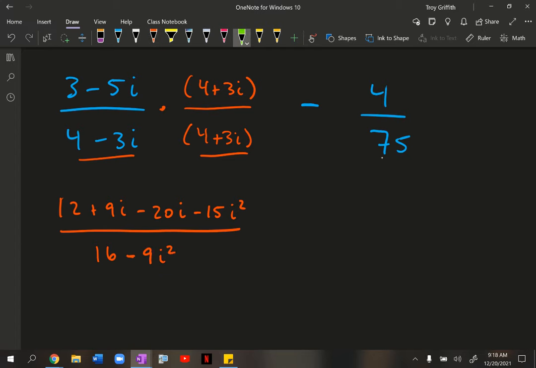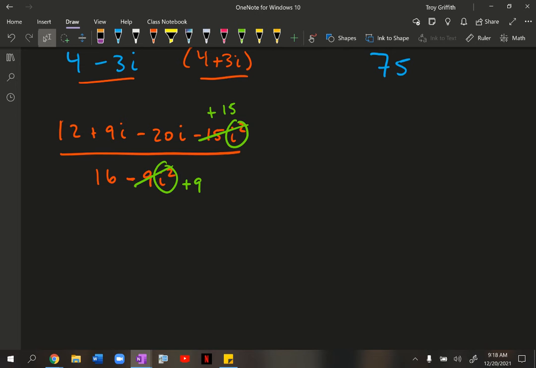Anytime you have an i squared, that's a negative 1. So let's think about this. This would be negative 15 times negative 1, which becomes a plus 15. And then right here, negative 9 times negative 1 is a plus 9. So we're almost done rationalizing here. 12 plus 15 is 27. Negative 9i minus 20i is a negative 11i. And then 16 plus 9 is 25.